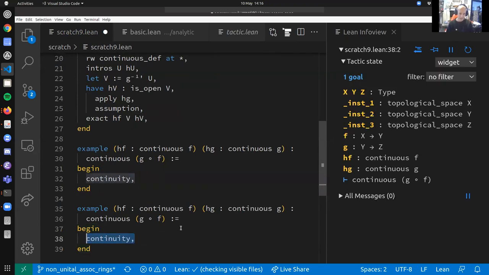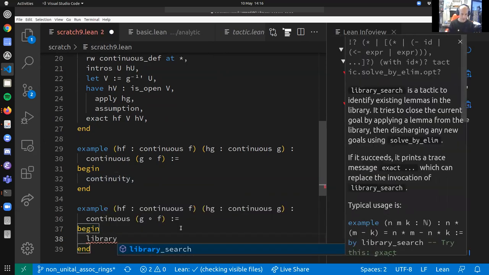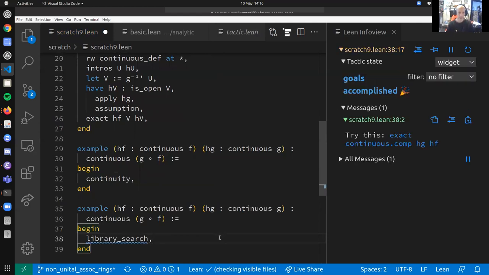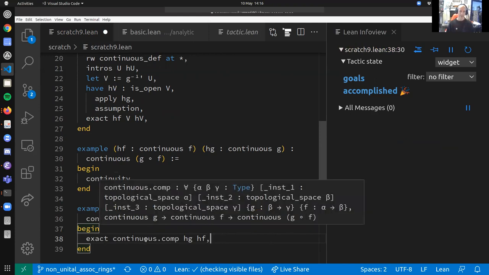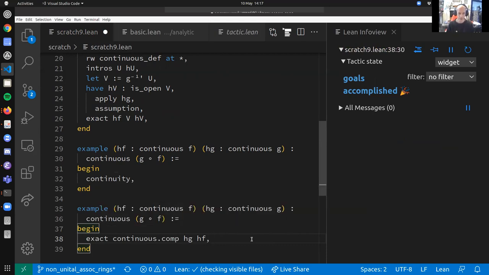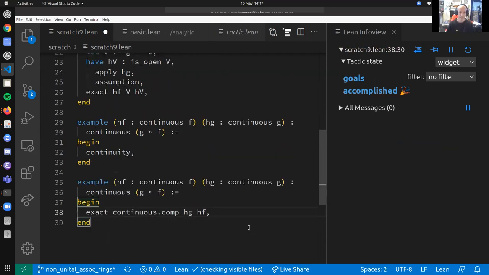But as you can imagine, just proving that the composite of two continuous functions is continuous, I mean, that's going to be in the library already. So I can type library_search. That looks through Lean's maths library, and it finds it here. If I click here now, there. So there's another one-line proof, which says this is exactly the statement Continuous.comp, and Continuous.comp is just the statement that the composite of two continuous functions is continuous. So there's another proof.